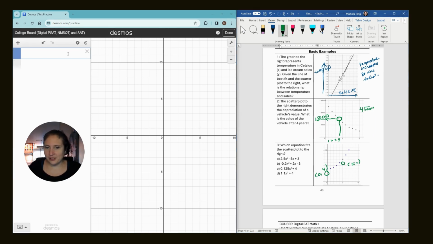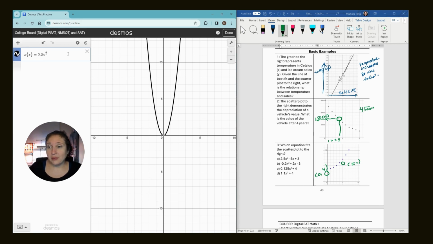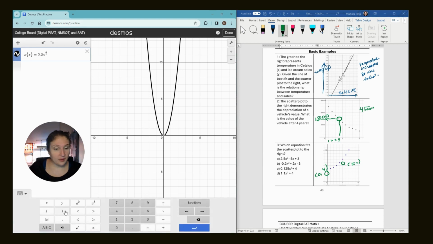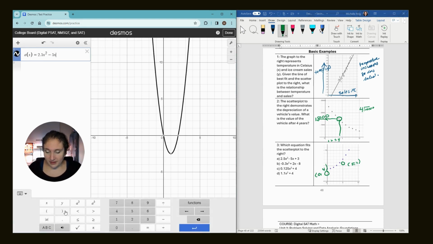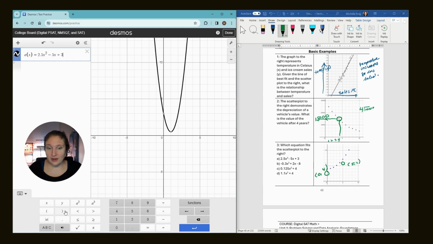I don't know why my draw feature is being cranky. I'm going to put a of x for choice A. 2.5x squared. Remember, the way you can do squared is you can do shift 6, or you can use the keypad below. Minus 5x plus 3. Well, we can tell that it doesn't match, because here it dips down around 1, and in our graph it doesn't dip down around 1. So it's not choice A.